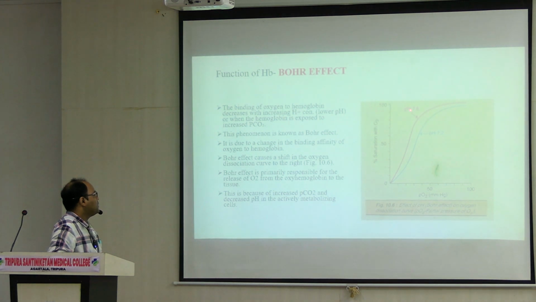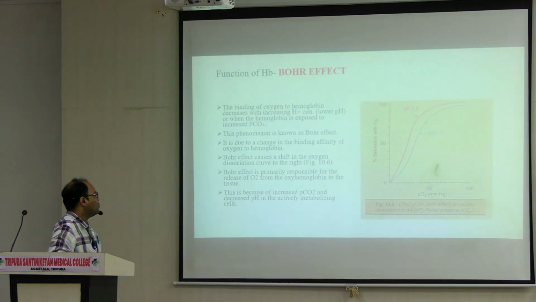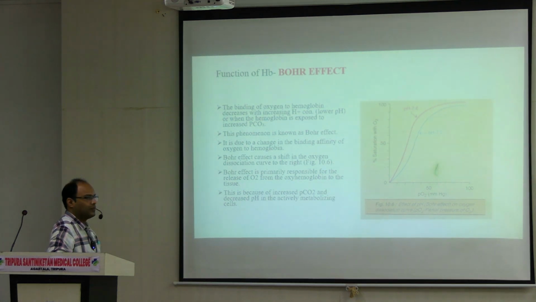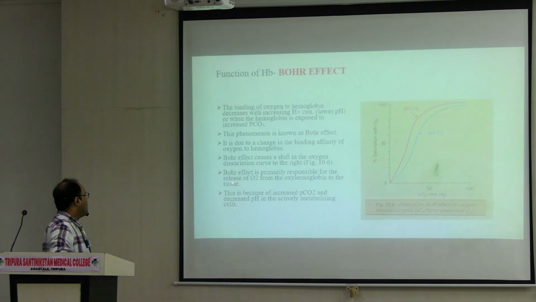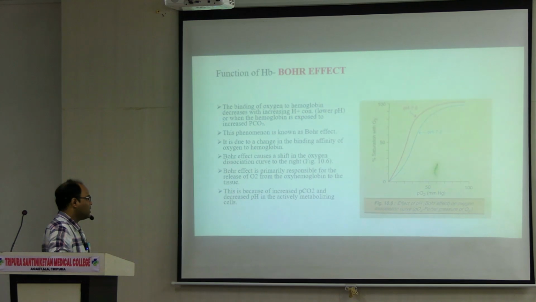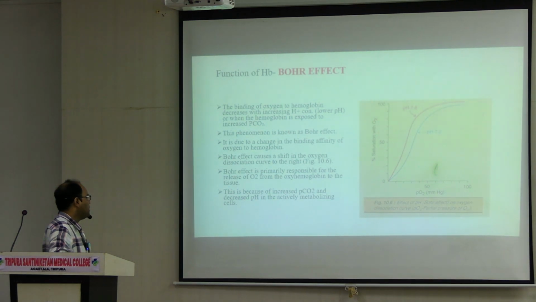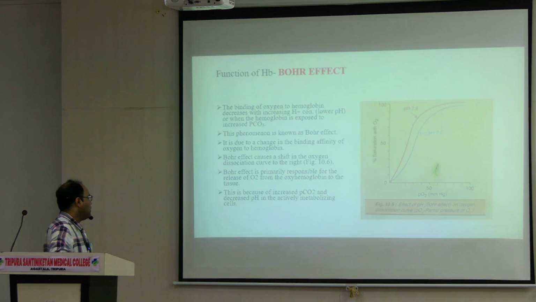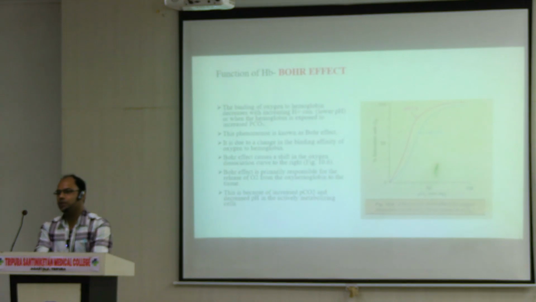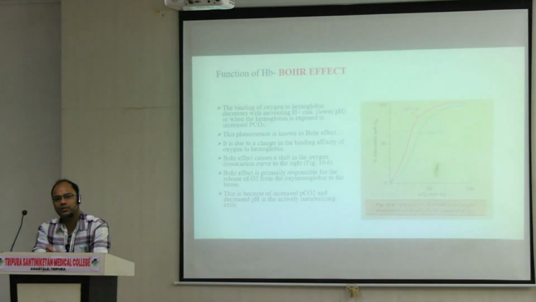You can see here, this is pH 7.6, pH 7.2. So pH decreases and this curve shifted towards the right side. This is called Bohr effect. Bohr effect is primarily responsible for the release of oxygen from the hemoglobin to the tissue. This is because of increasing partial pressure of carbon dioxide and decrease in pH in the actively metabolizing cell. So we already learned in physiology classes what is Bohr effect. This is a brief discussion.